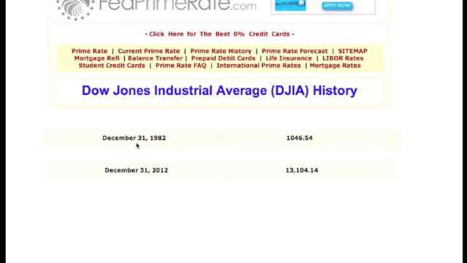And so what I found was that at the end of the year in 1982, the Dow Jones average was 1,046 and 54 cents. The end of the year in 2012, so 30 years later, it was 13,104 and 14 cents. Okay, so we want to know what percent the Dow Jones average is growing by on a yearly basis. We had 30 years in between here, and we started with this number and we ended up with this number.